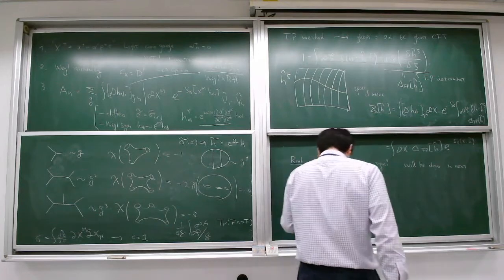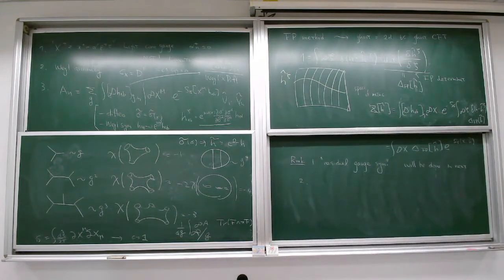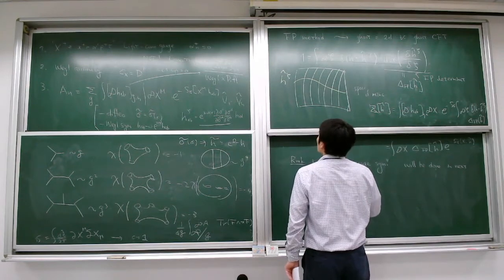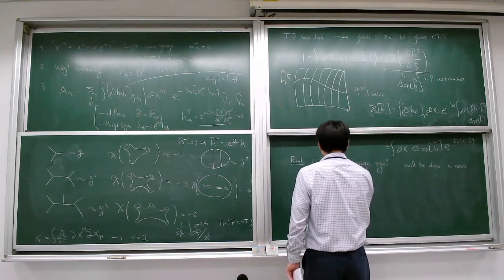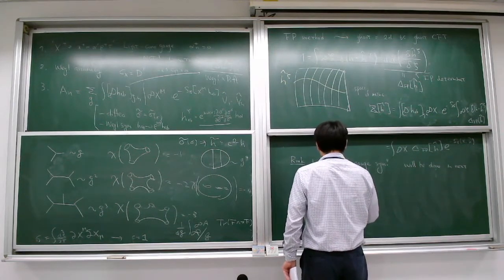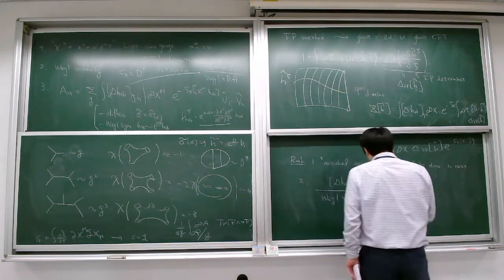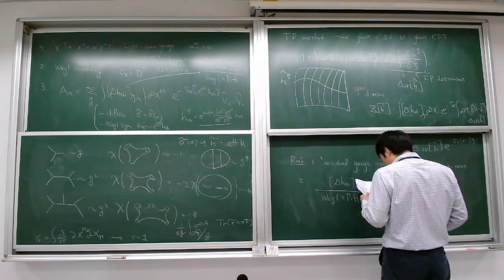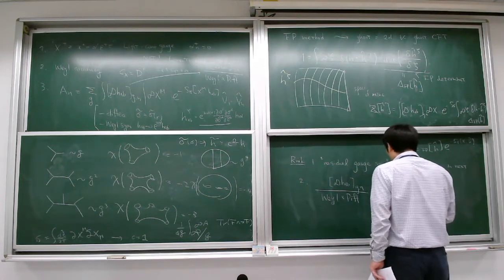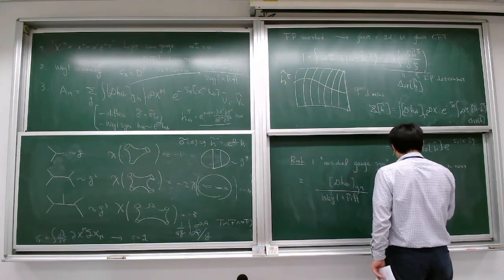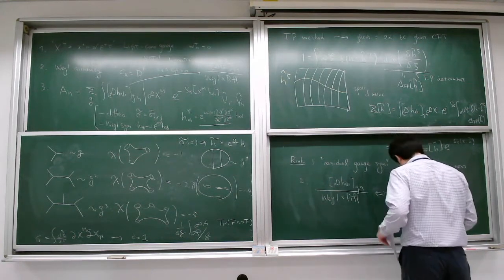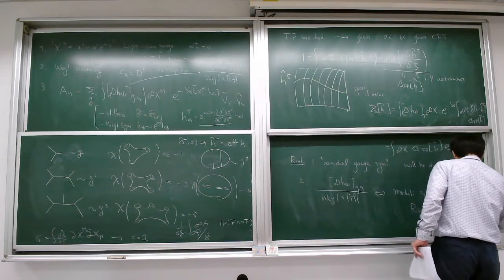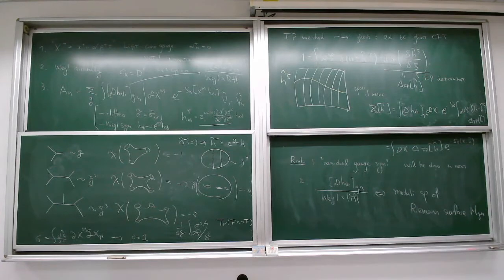Remark 2: if you consider this object, the space of metrics h_ab, g_n, divided by Weyl transformations times diffeomorphisms, this is actually the so-called moduli space of a Riemann surface.